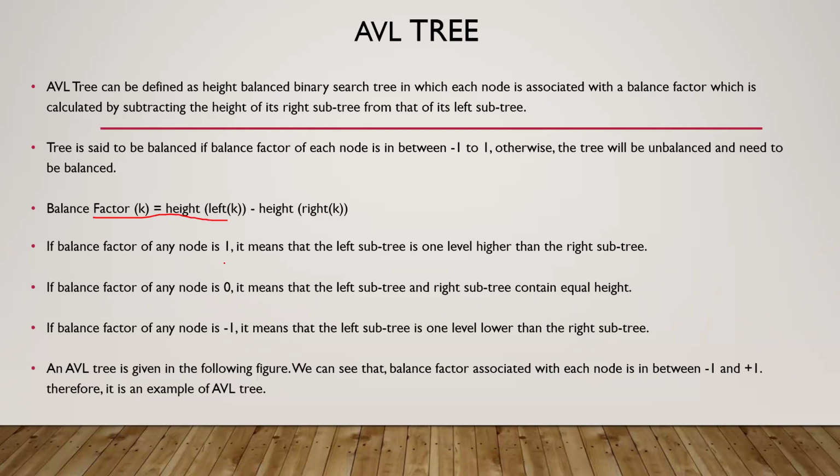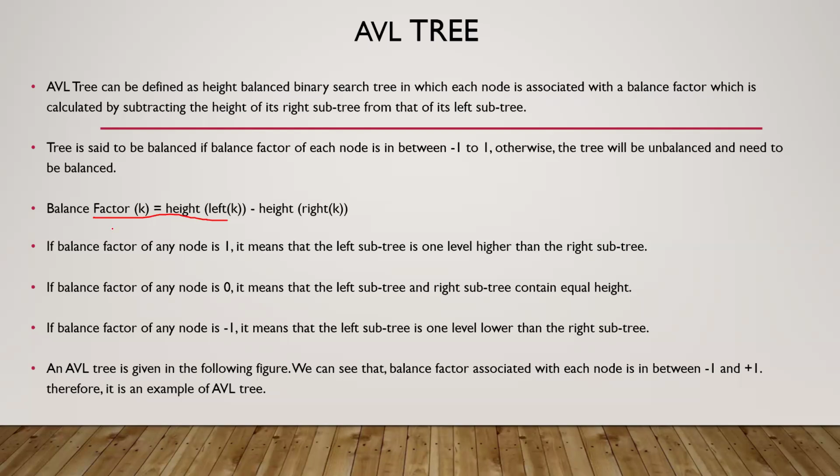Again, I'll tell you, while doing the balance factor calculation, we have to get 0, 1 or minus 1. If we get other numbers apart from these, automatically we have to make it a balanced tree. So we have some rules and regulations to make the balanced tree in AVL, which we are going to see.